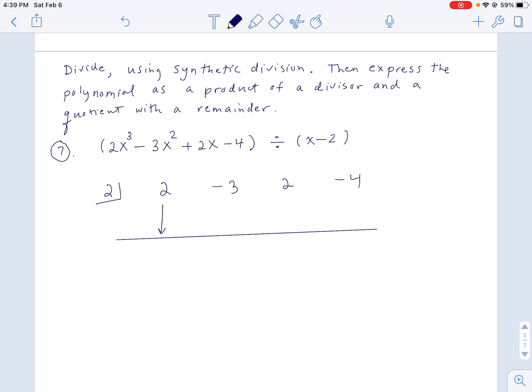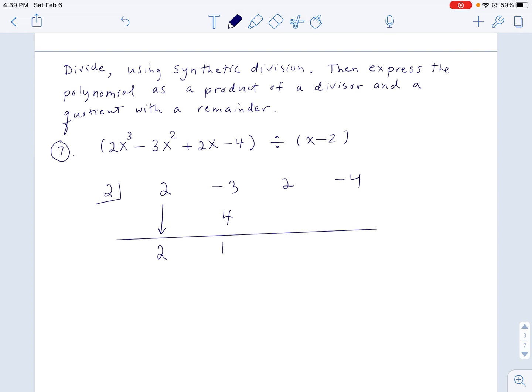I bring 2 down below the line, and then my multiplier is also a 2. So 2 times 2 is 4. That moves diagonally up and to the right. So now my second column has a negative 3 and a 4. When I add those up, I get positive 1. That goes below the line.